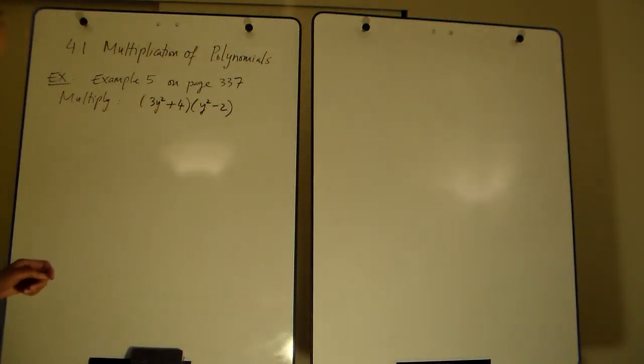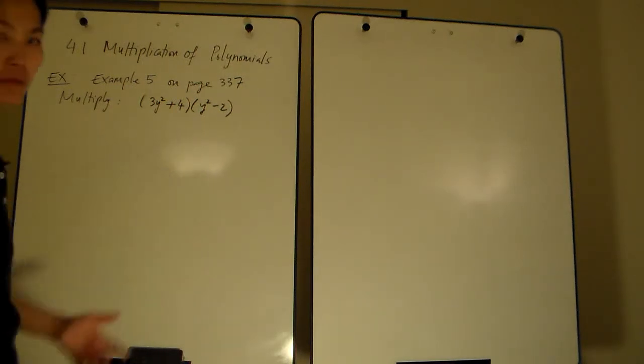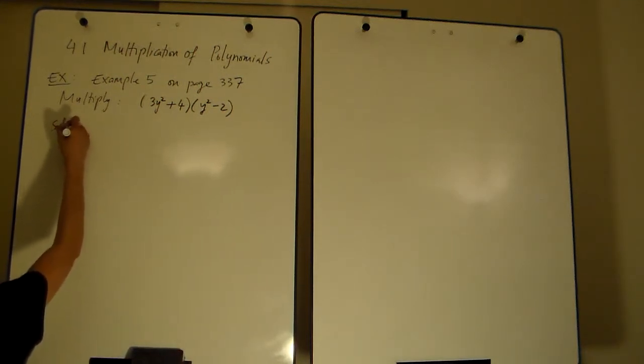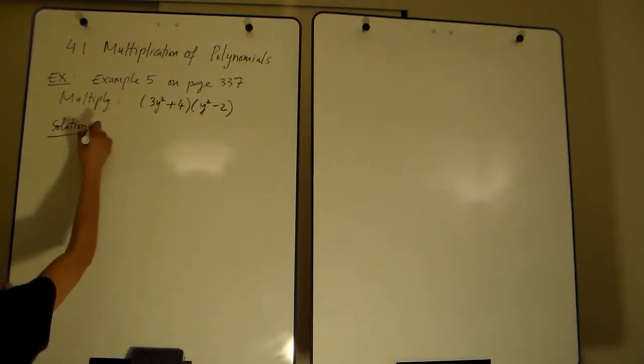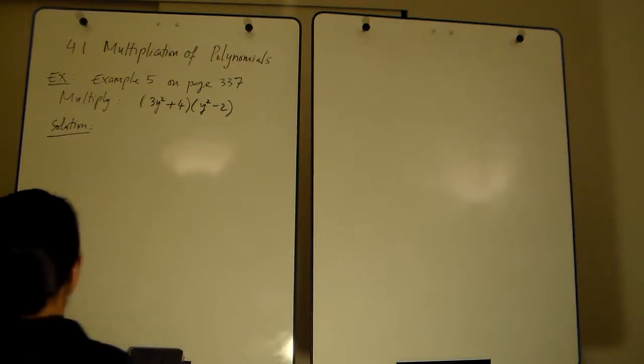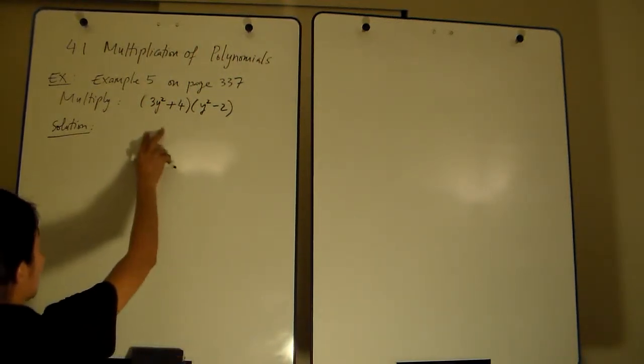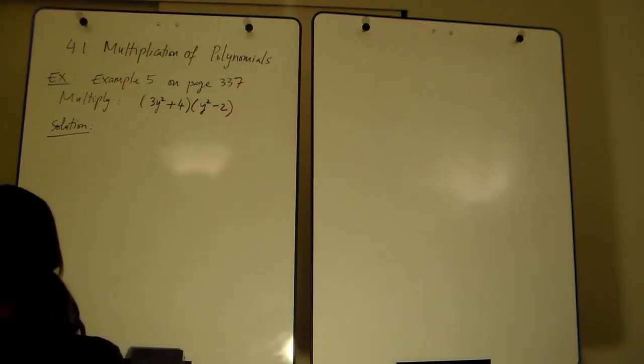This is example 5 on page 337. Multiply the two polynomials. Solution. Now, to multiply these two polynomials out, you need to use the distributive law.